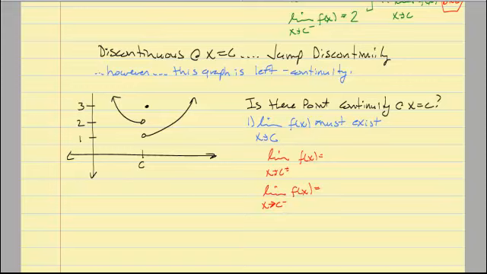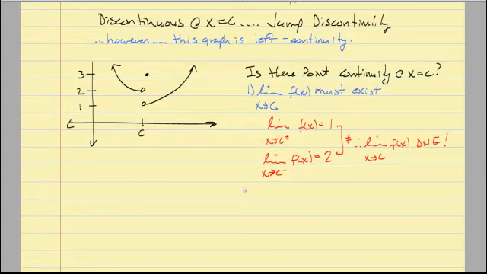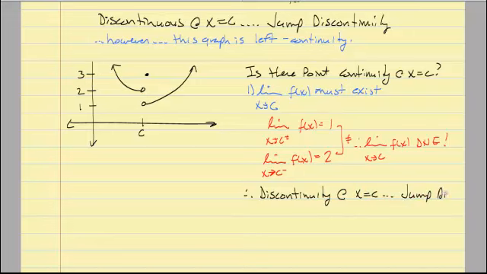Now as we approach c from the right, my limiting value is 1. As we approach c from the left, my limiting value is 2. Well, these are not equal. 1 does not equal 2. Therefore, the limit as x approaches c of f of x does not exist. So I'm done. I don't need to check anything else. I'd have to say, therefore, I have a discontinuity at x equals c for this graph. And in fact, it's a jump discontinuity if we want to be more specific.